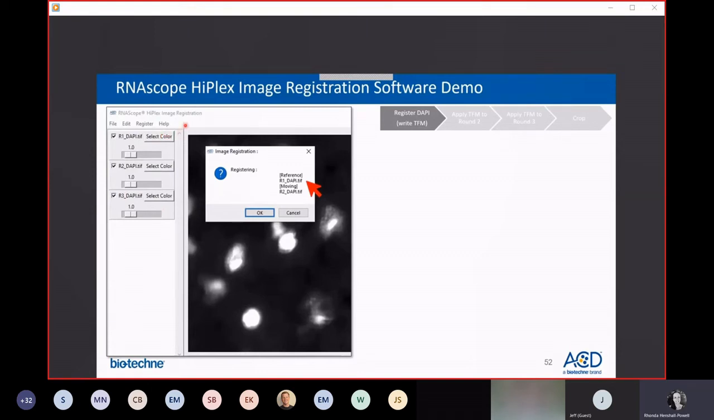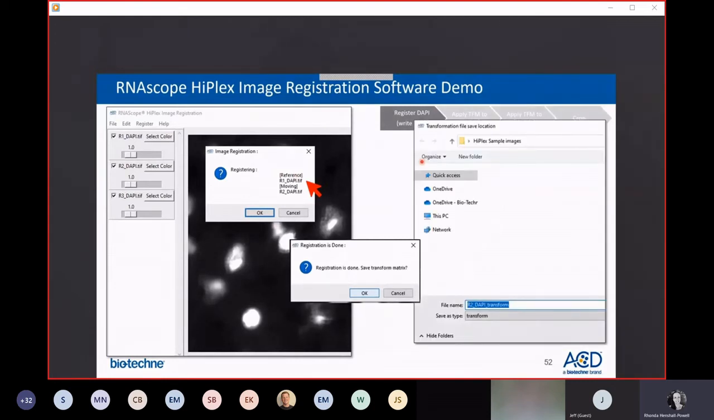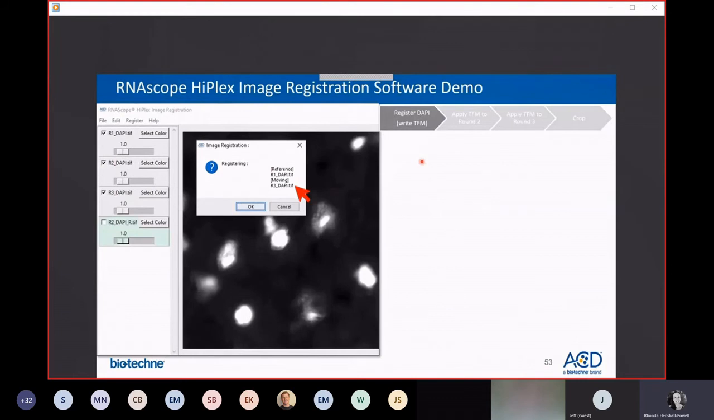So when you select that Register DAPI Images option, you'll see a dialog box pop up, and it will tell you which is your reference image and which image it's moving to align to your reference image. It will ask you to save the transformation matrix that it has just written. The program will suggest a name. Just save it with some name that you know which round of staining it came from. And once the registered image is created, you'll see it appear in the dashboard highlighted in green with an underscore R after the name for registered.